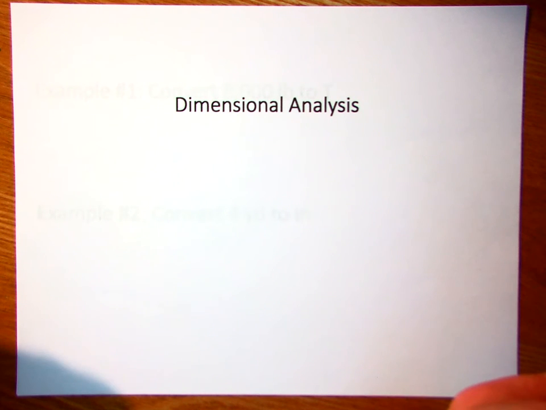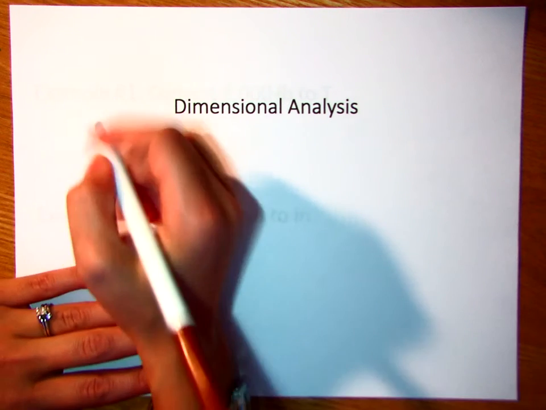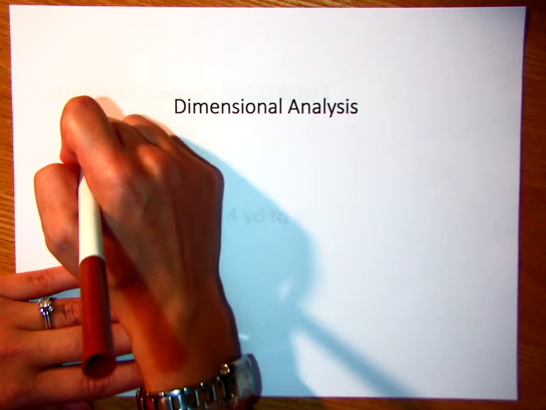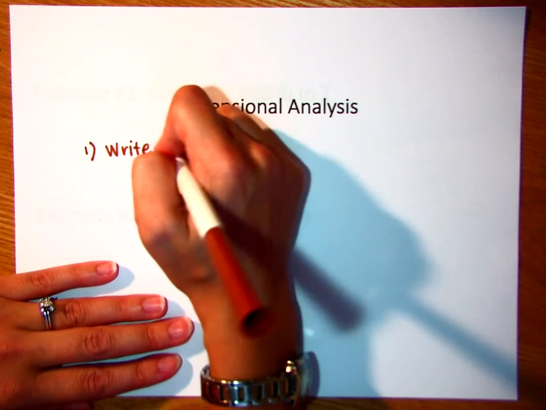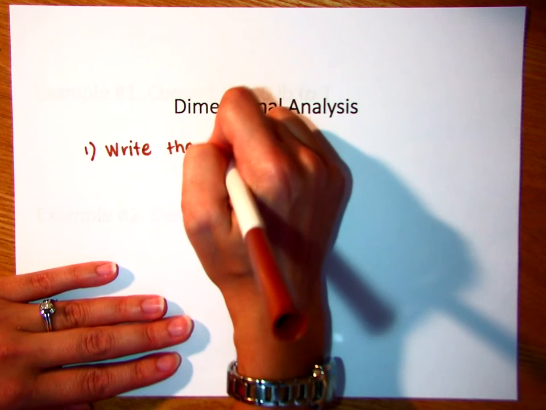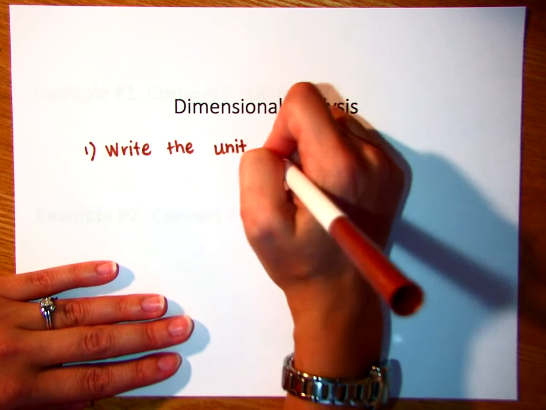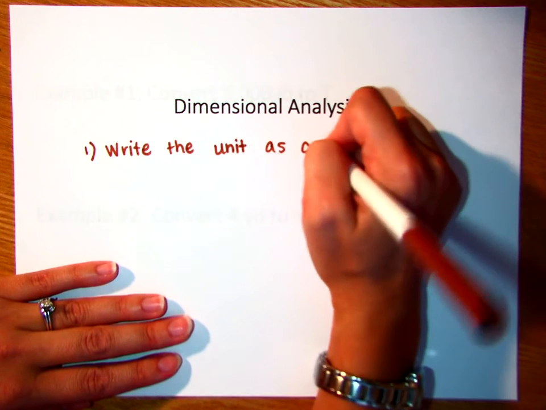So in this lesson, we're going to be dealing with dimensional analysis. This means we're going to deal with unit conversions. Typically, what I suggest my students to do is that you first want to write the unit as a fraction. So if there's just one unit, then you would put it over 1, which is going to be today's lesson. So write the unit as a fraction.